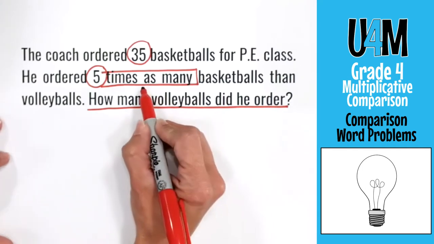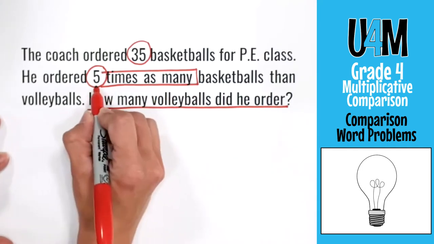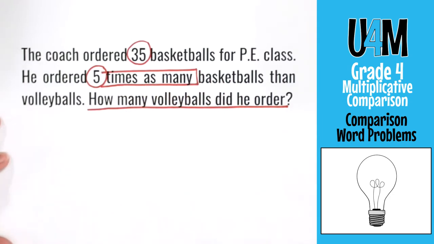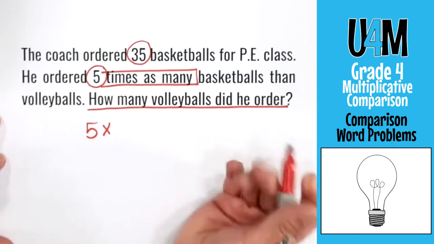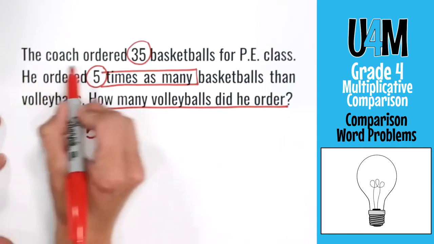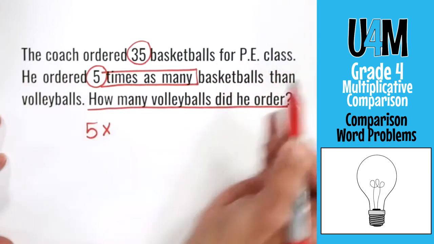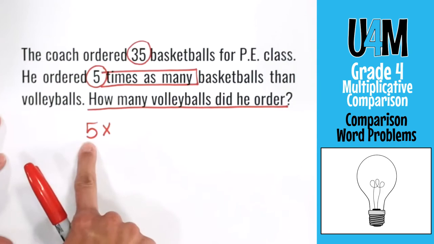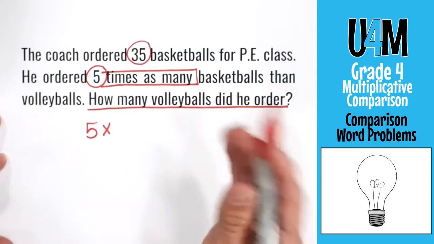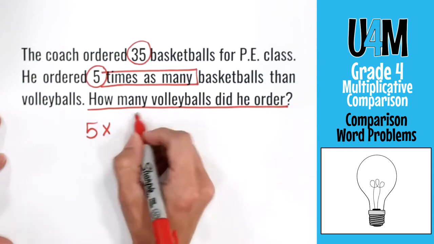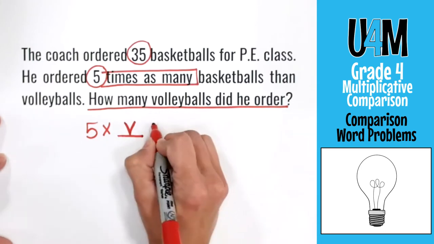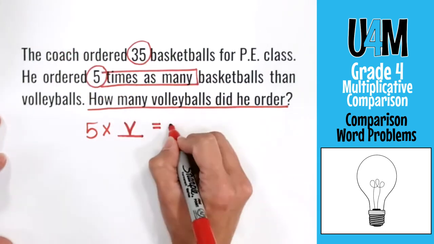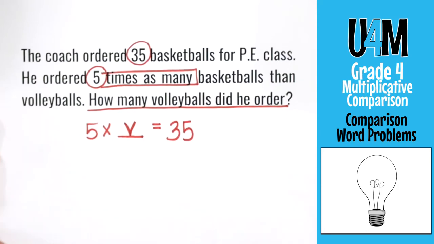So since we understand that key term, times as many, we know that this is going to be 5 times something is equal to something else. So we're going to start by creating that first. 5 times something. So let's reread our problem. The coach ordered 35 basketballs for PE class. He ordered 5 times as many basketballs than volleyballs. So we're going to use our understanding of that variable process and create a variable for this blank. So that would be a V for volleyball. And that's going to equal the total number of basketballs. So we have 5 times V equals 35.